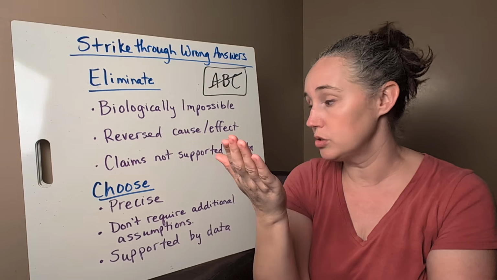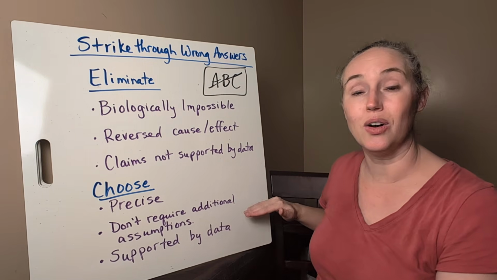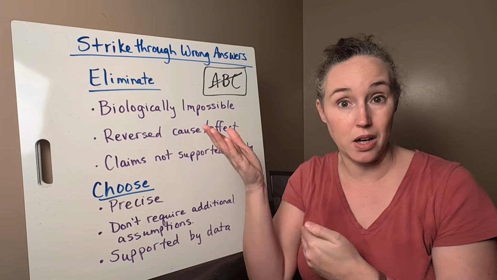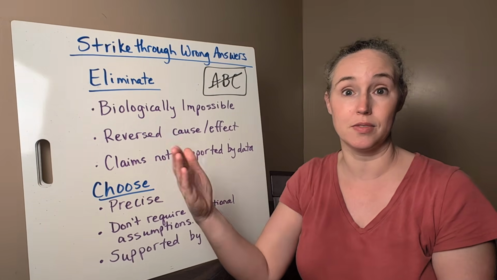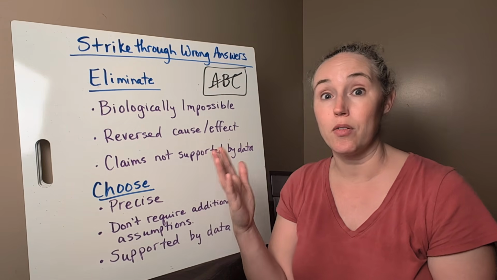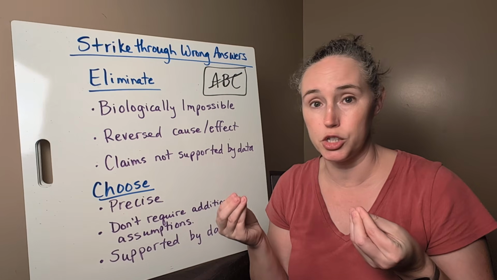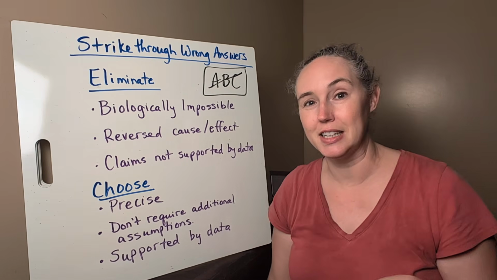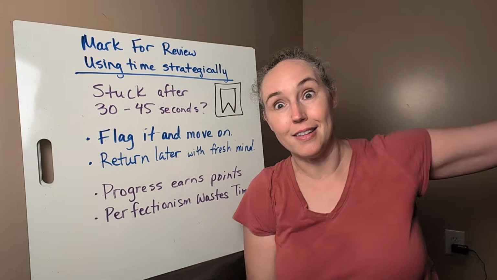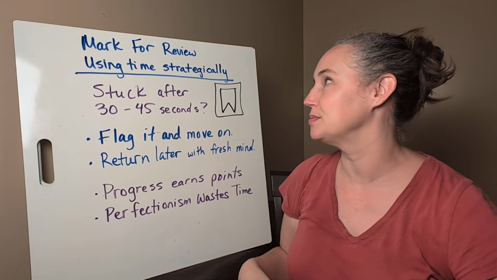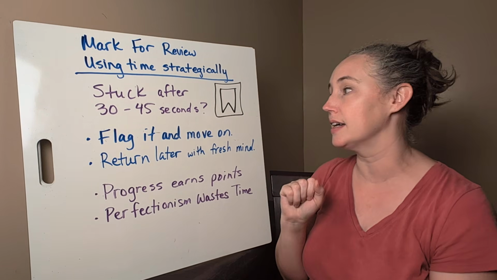You want to always choose answer choices that are precise, that don't require additional assumptions beyond the context of the question, and that are supported by the data or the context of the question. If you have questions about what to do when you get down to 2 really good answers and you're not sure which one to choose, check out this video linked above and my entire AP Exam Skills playlist for more information on that. Our third tool is Mark for Review, and it looks like a little flag.